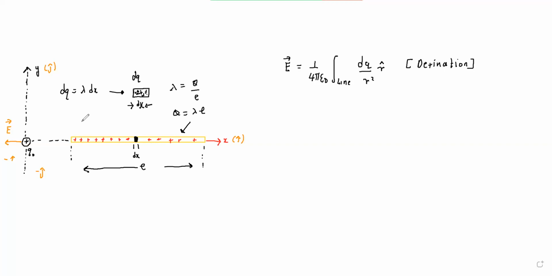Now we can say the distance between the test charge and this dq we denote as x. So the distance between the selected region and the test charge is x. Why do we need this distance? Because we have to express r squared. Remember, r squared is the distance between q1 and q2 in discrete charges. But in this situation, we have dq and q0. So the distance between q0 and dq is x.